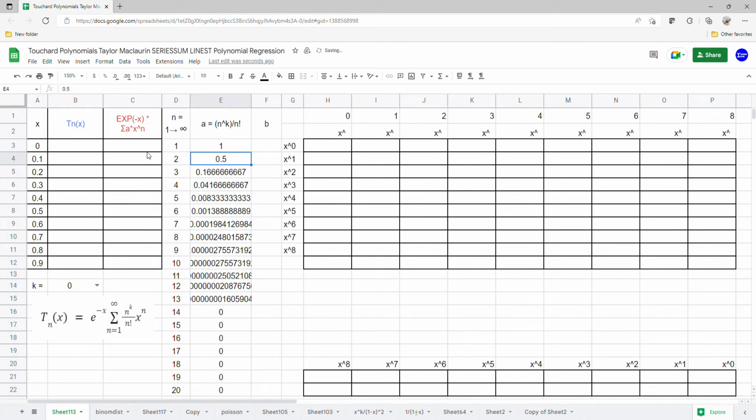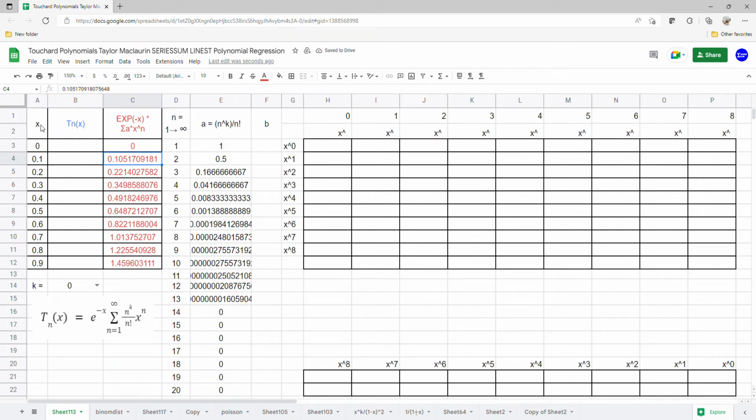Now we can complete the series sum expansion. Array formula, series sum of the x values raised to the power n, where n starts from 1 to infinity. So 1 incremented by 1. And the coefficient a will be this range.